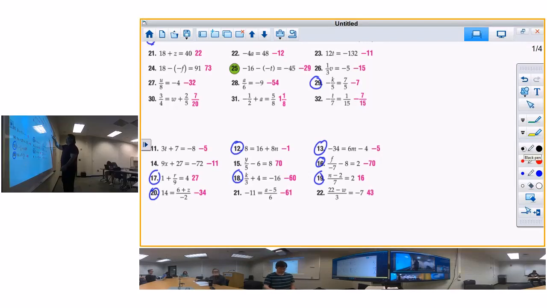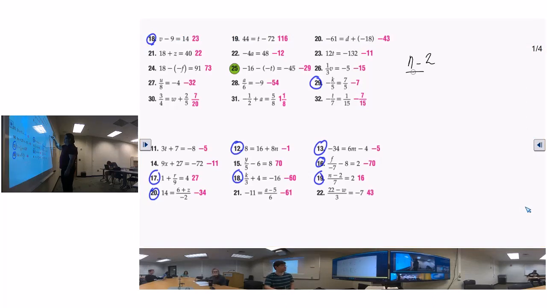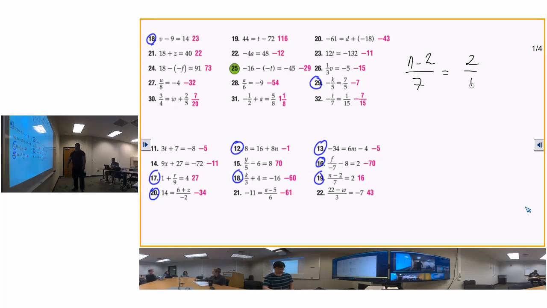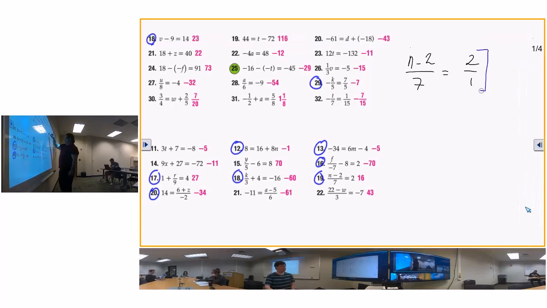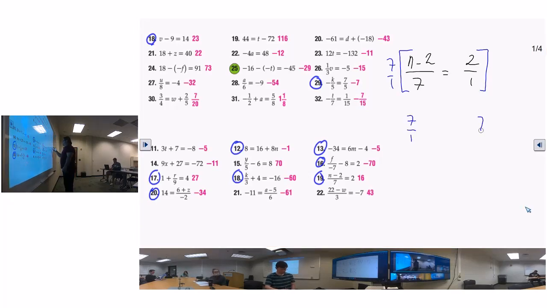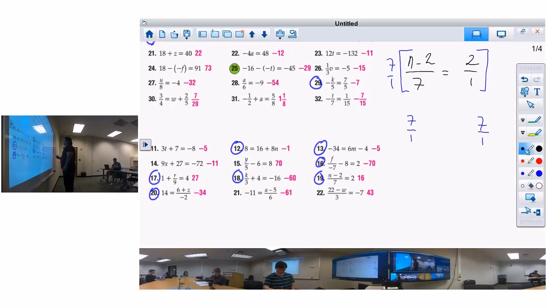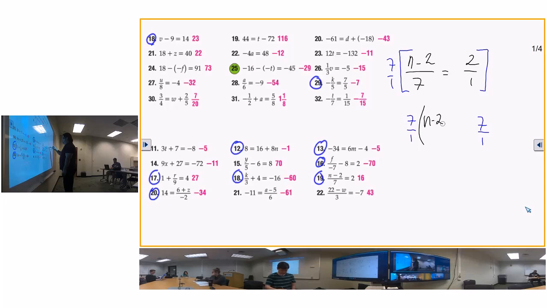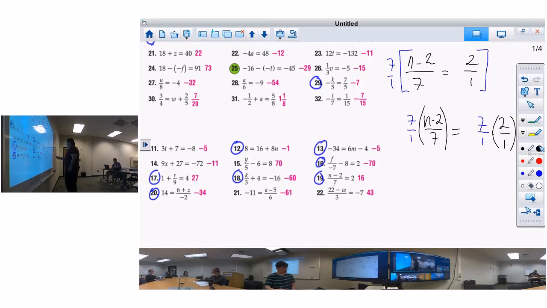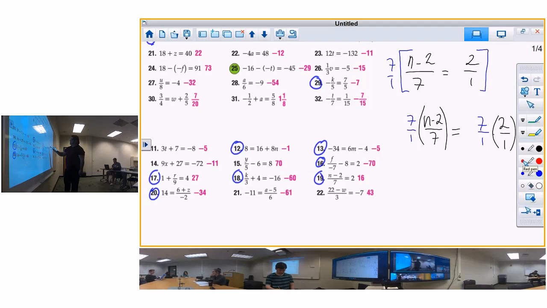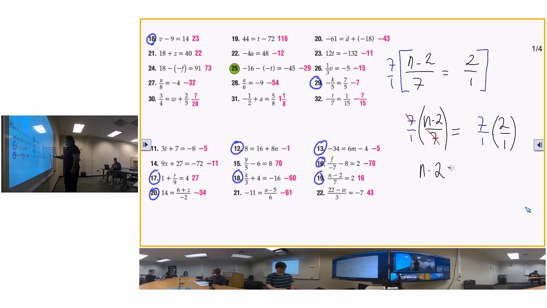But, good choice. n minus 2 over 7 equals 2 over 1. What's the common denominator? 7. So I'm going to multiply both sides by 7 over 1, and rewrite n minus 2 over 7 equals 2 over 1. And let's do our math. What happens to the 7s? They cancel. And you get n minus 2 is equal to 14.